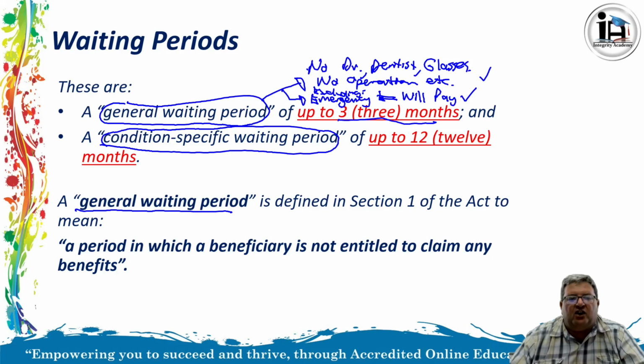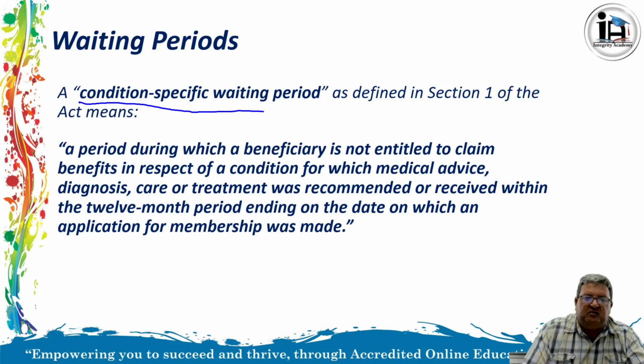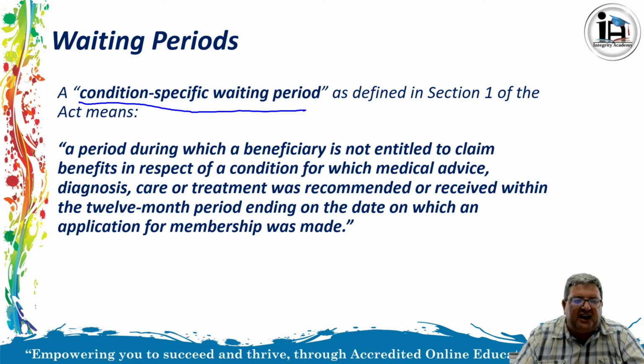All right. Then we're going to look at condition-specific waiting periods. A condition-specific waiting period, as defined in Section 1 of the Act, means a period during which a beneficiary is not entitled to claim benefits in respect of a condition for which medical advice, diagnosis, care, or treatment was recommended or received within the 12-month period ending on the date on which an application for membership was made.